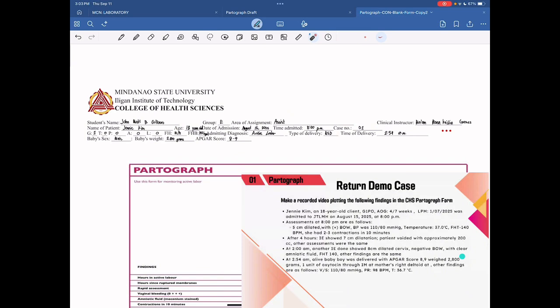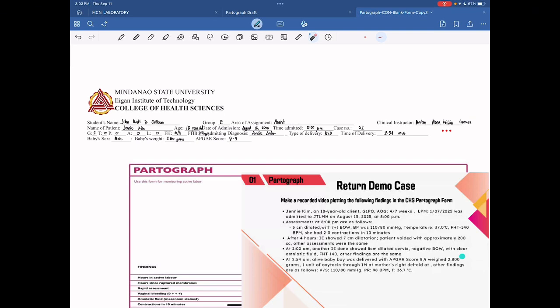The fundal height also is not available since it was not given, but the fetal heartbeat is at 140 beats per minute. Admitting diagnosis was not specified, but we can put active labor for now. And the type of delivery is normal spontaneous delivery since she was not on cesarean. And the baby was delivered at 4:54 a.m., with the baby being male. And the baby weighs 2,800 grams.